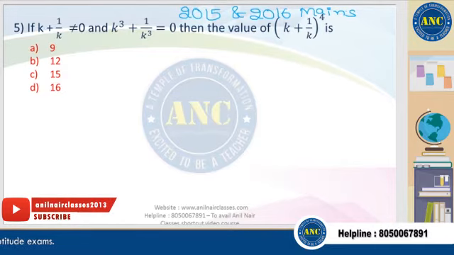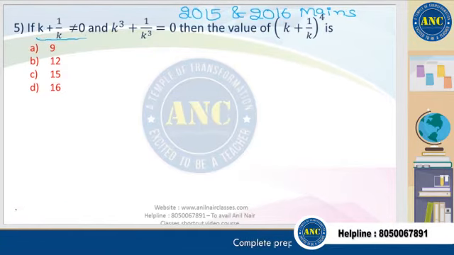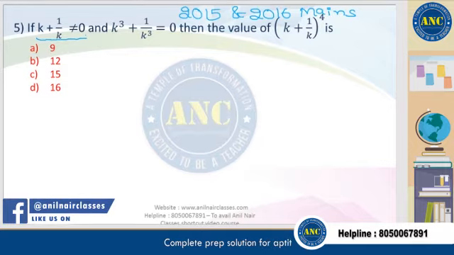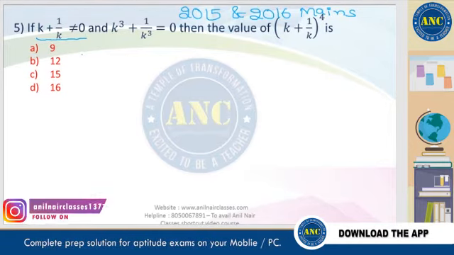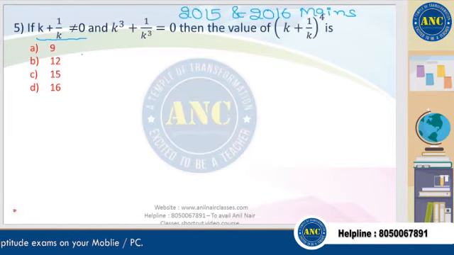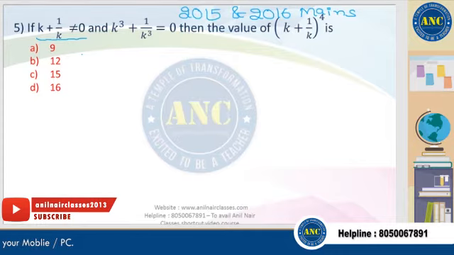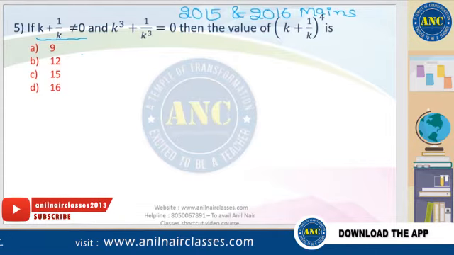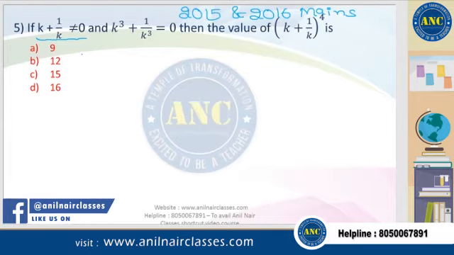Now the question says k plus 1 by k is not equal to 0. That means other than 0, k plus 1 by k can be any other value. It can be 1, it can be 2, it can be 3, it can be √3 also, what we are learning right now. It can be anything. For time being, we cannot decide just like that as √3 itself.